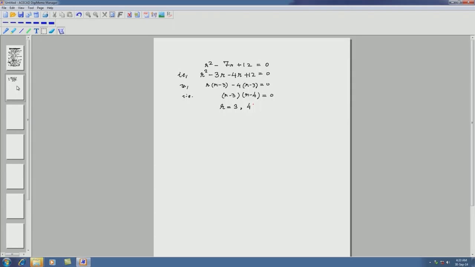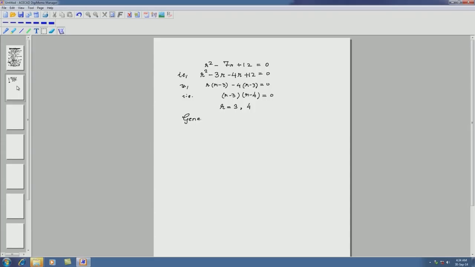Now, when we get two distinct real solutions of the characteristic equation of a recurrence relation, then we write the general solution in the form: the general solution of 4 is of the form a_n equal to some constant k_1 times 3 to the power n plus another constant k_2 times 4 to the power n.